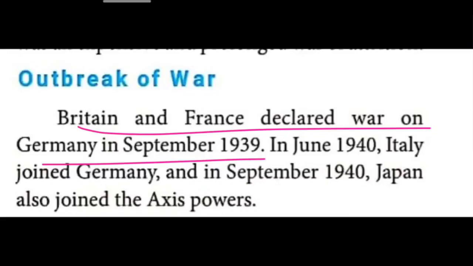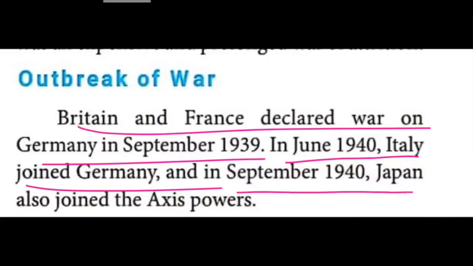In June 1940, Italy also joined Germany. Mussolini joined with Hitler. And in September 1940, Japan also joined the Axis powers. The Axis powers means Germany, Italy, Austria, Hungary and others. The Allies means Britain, France, Russia and the United States of America.